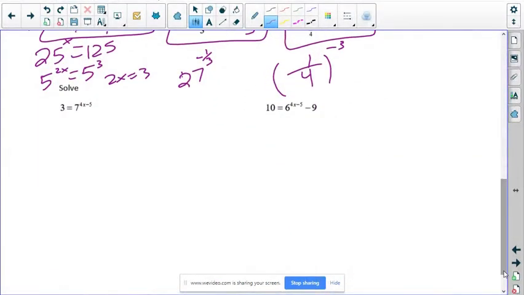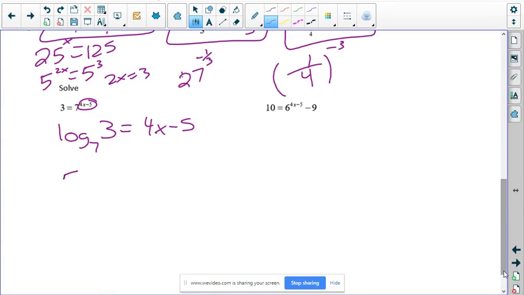So if we look at this one here on the left, we have 3 equals 7 to the power of 4x minus 5. Well, we can't get this in the same base. 3 squared is 9, not 7, so 7 and 3 do not have common bases. But we can say log base 7 of 3 equals 4x minus 5, because 4x minus 5 is the exponent that it takes to apply to 7 to become 3. Now we can go ahead and solve.